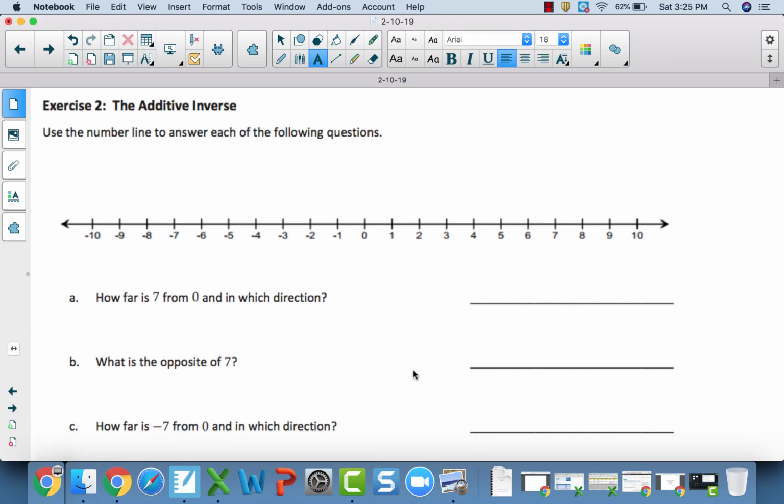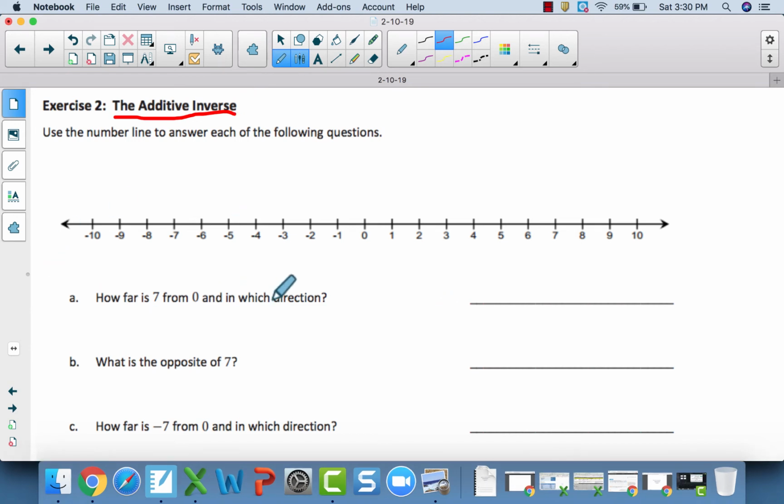Now, exercise 2 is going to allow us to look at this term called the additive inverse. Remember, part of your goal for this lesson is to understand what it is, when it's present, and why, what situations apply to additive inverses, okay?